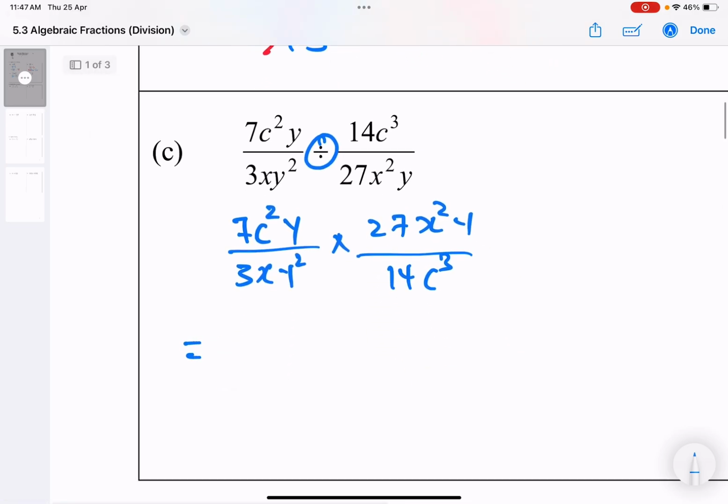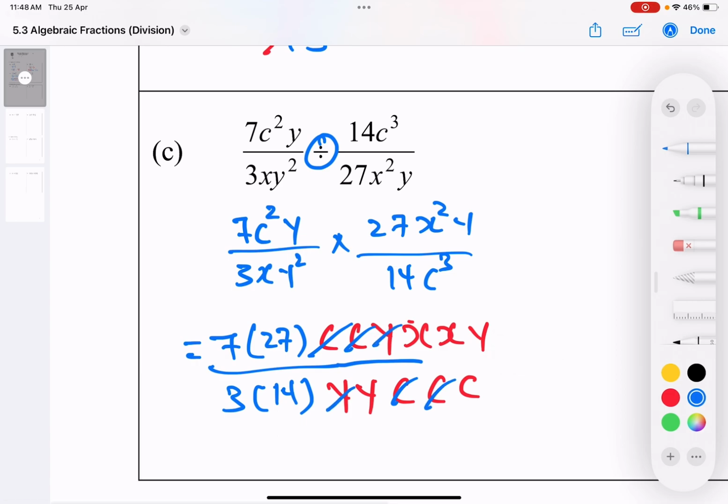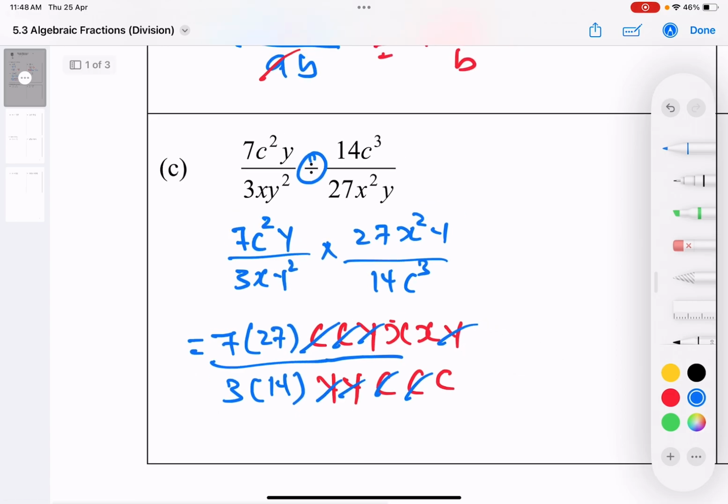Then I bring all the numbers to one side. 7 times 27 over 3 times 14. The alphabets, I will write it out. C times Y, X times Y. Bottom is Y times Y, C times C times C. Alright, so I will cancel the things that are the same. I have 1C here, 2C here, I have a Y here, I have a Y here.